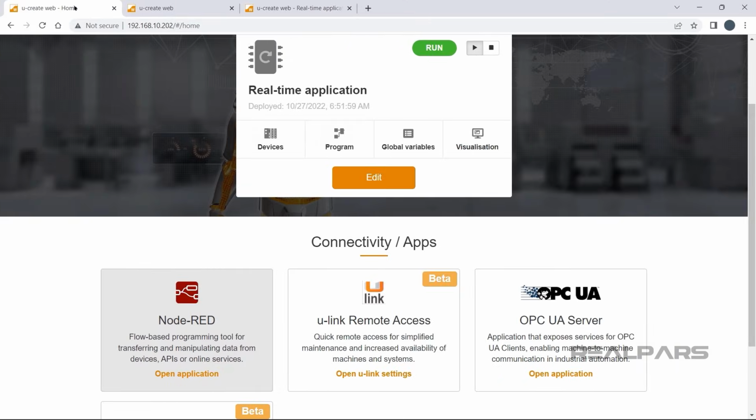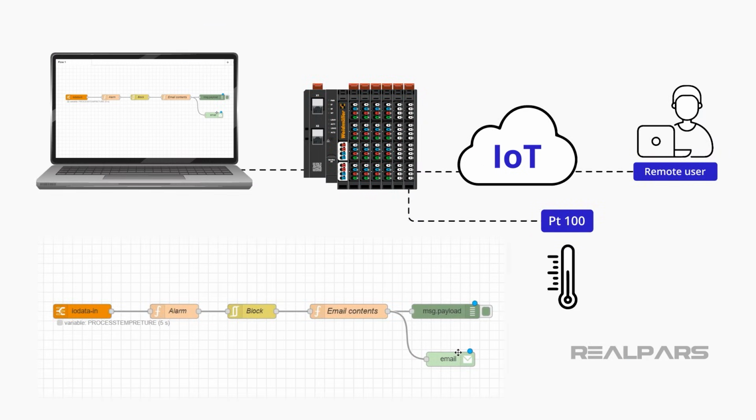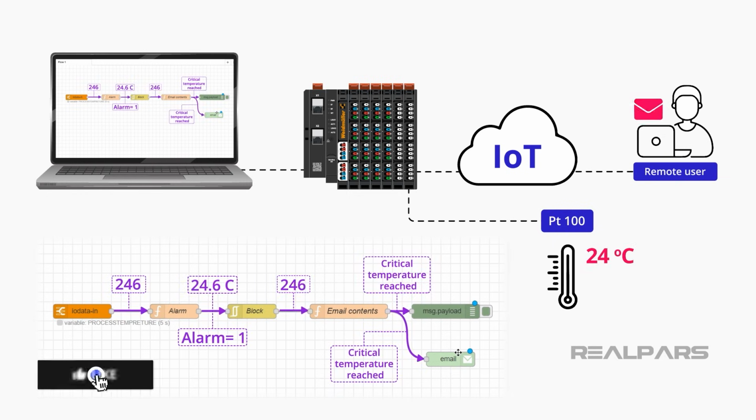The u-mation platform also ships with a built-in Node-RED editor, making it an ideal choice for quickly and easily developing industrial IoT applications. In the rest of this video, I will show you how to build and deploy a Node-RED application step by step. Using uCreateWeb, the web-based development environment for uControl controllers, we will build an application that sends an email alert to maintenance technicians when a process parameter reaches a critical level.